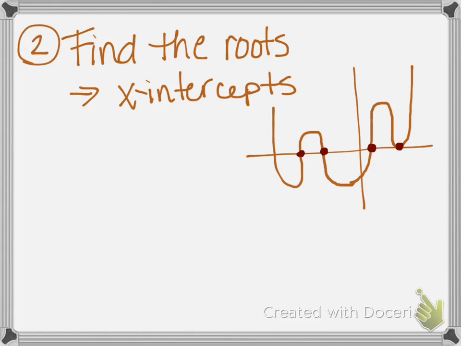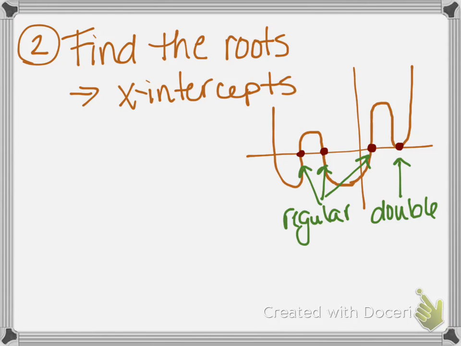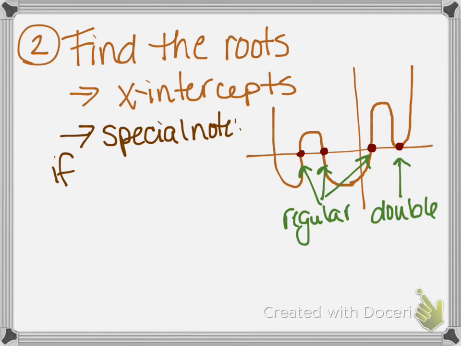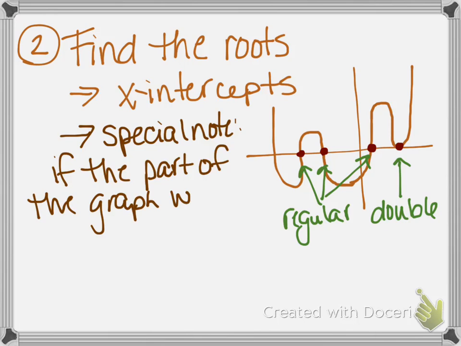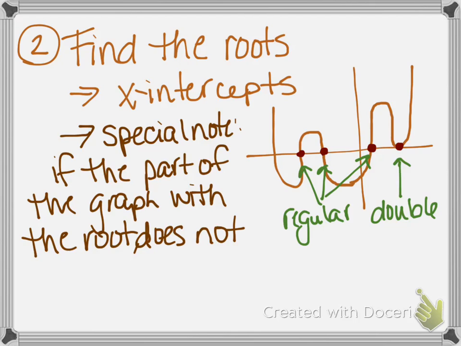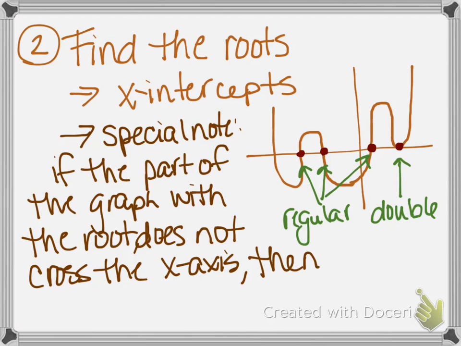So let me just make a couple of notes here. This is regular, regular, regular, regular, and this is double. Okay, so what is a double root? So let's make this notation here. Special note. If the part of the graph with the root does not cross the x-axis, then it's a double root.